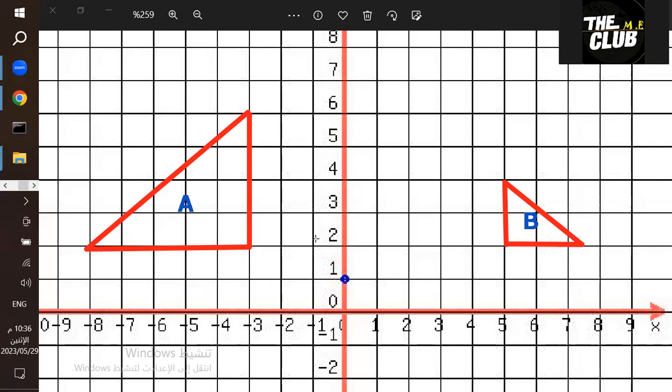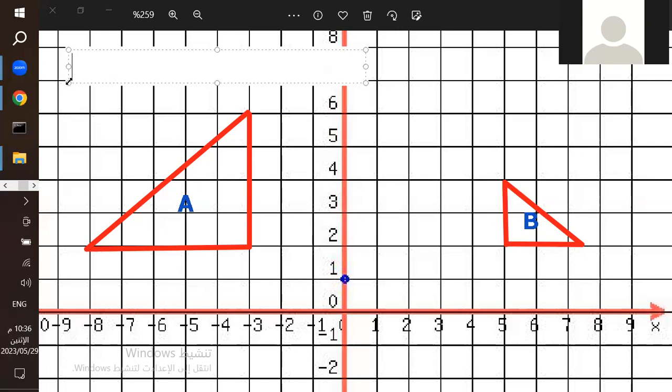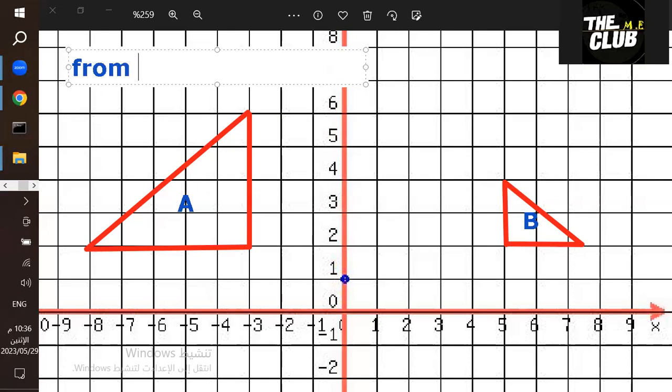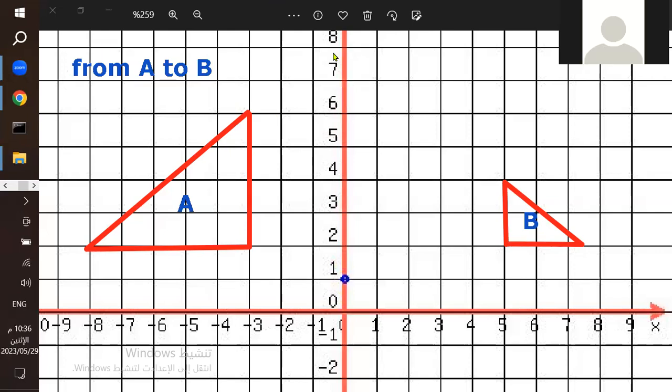To find the scale, what do we do? From A to B for example. Wait a minute. You're trying to find what? The center of enlargement. You're mixing things up. Counting the distance between them, that's reflection. I'll tell you how to do enlargement. Okay, let me stay on finding the scale.